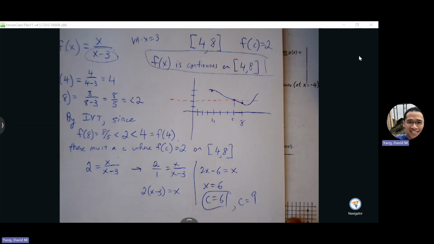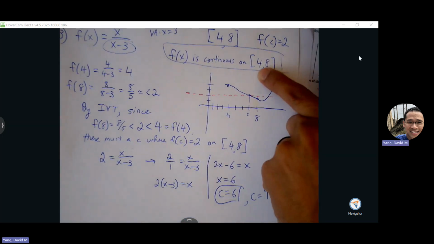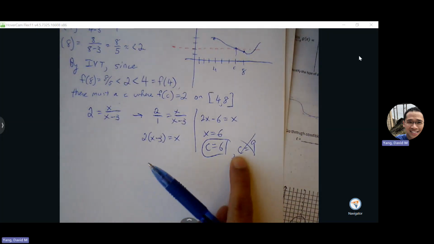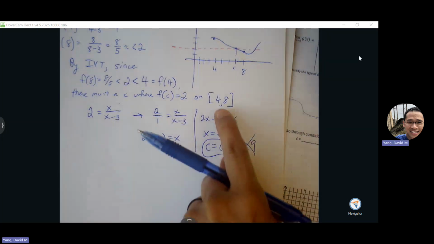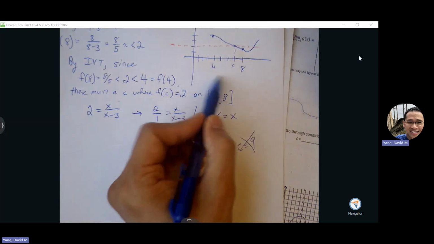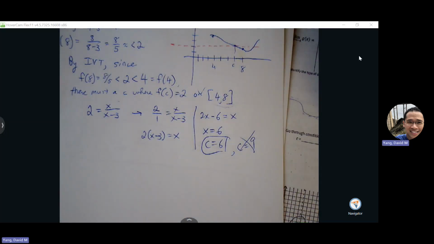The answer is no, we can't keep that 9. Why is that? Yeah, it's not between 4 and 8. We only care about what's between 4 and 8. If something is outside the 4 and 8, it's not part of our problem. Sometimes there's two potential solutions, and we always have to pay attention to where the problem is for us. If it's outside of our domain, even though it may hit that point, it's not part of our problem, so we have to move it out.